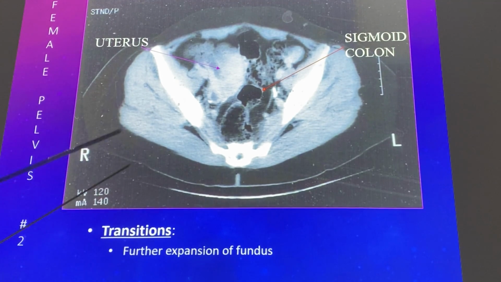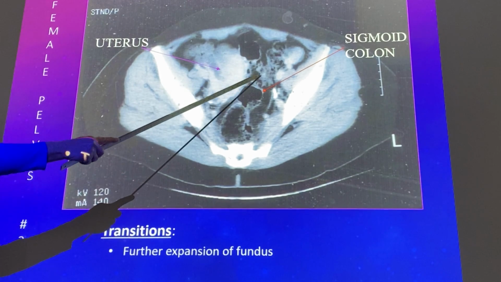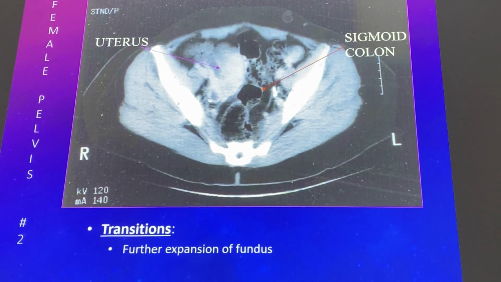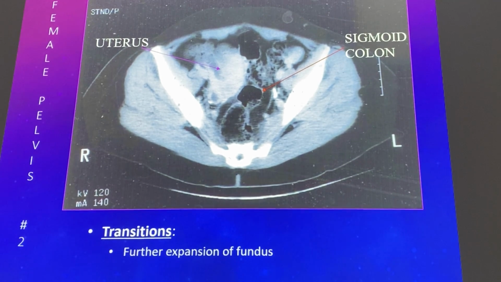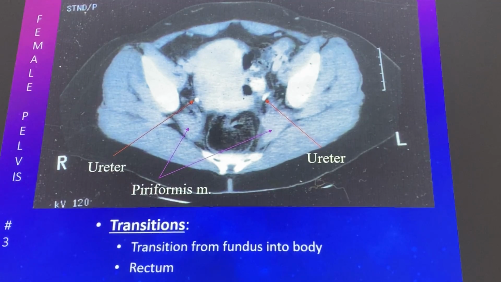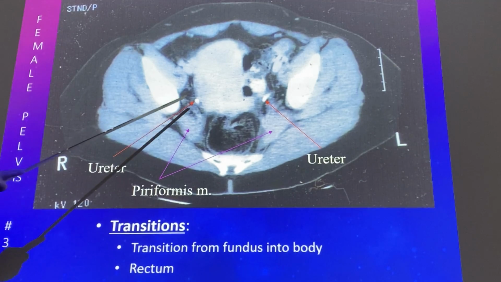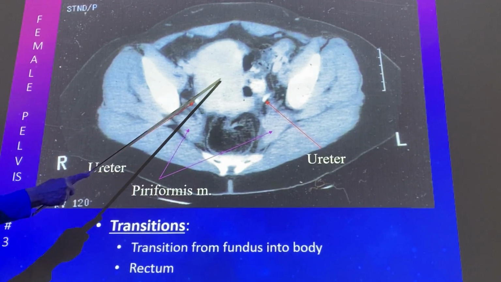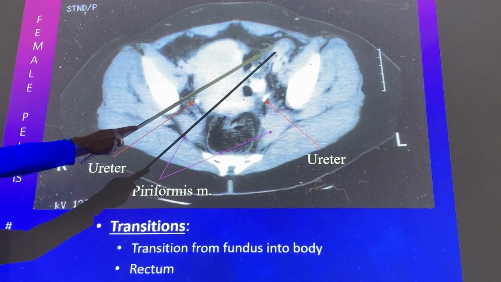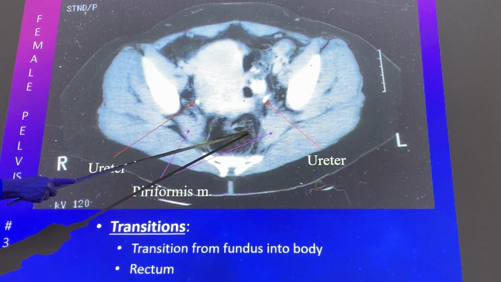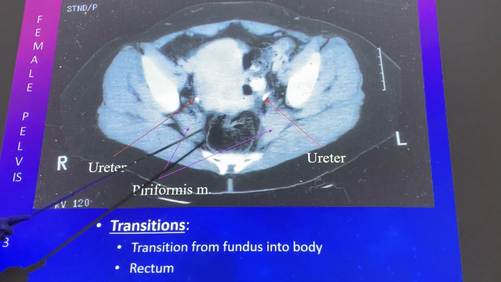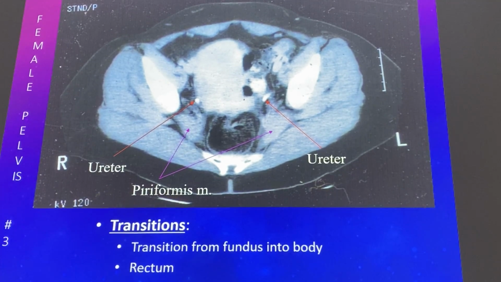Here's the uterus over here. Sigmoid colon coming down, beginning to transition into the rectum. Here we have bladder starting to show up. What we have over here is ureter on both sides. Fundus over here, sigmoid coming down, transitioning into rectum. We'll worry about the piriformis later on. These two muscles over here.